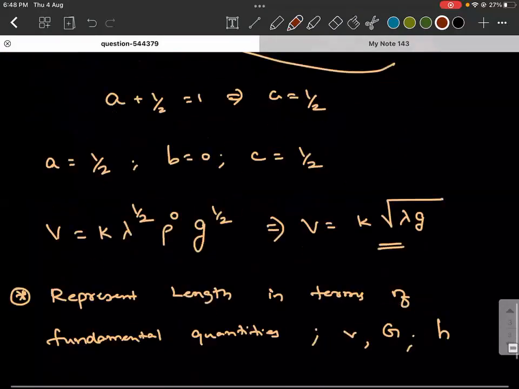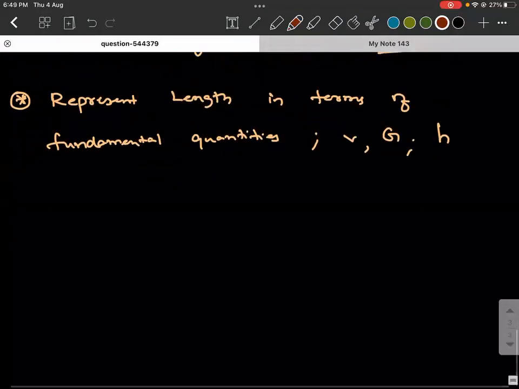But now what they are saying is, I don't want you to tell me V, the velocity, that speed. What did they give? V, then I don't remember.